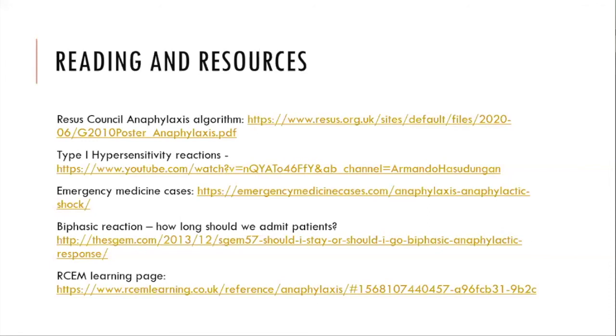There's pretty much no contraindications to using IM epinephrine in anaphylactic shock. So that's a really good question.